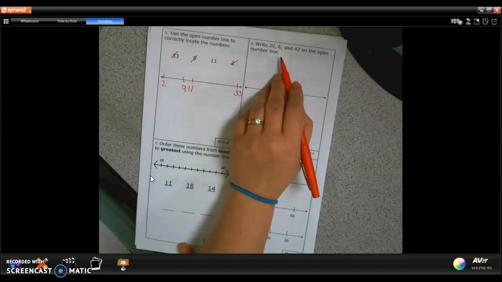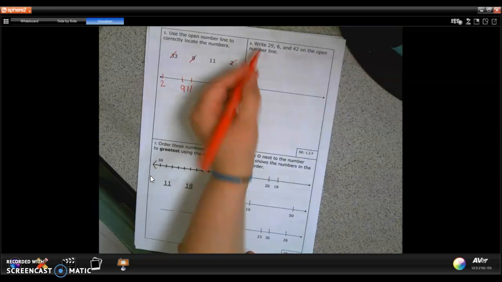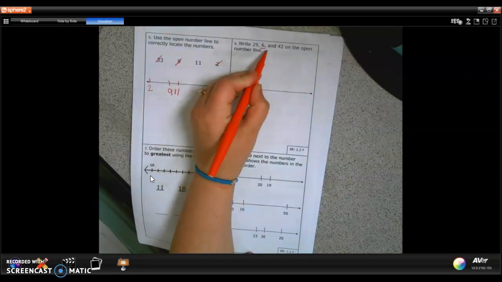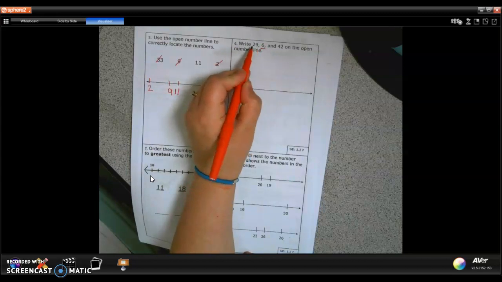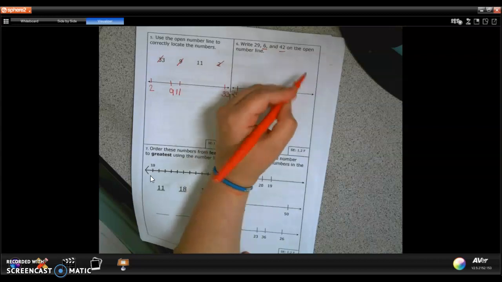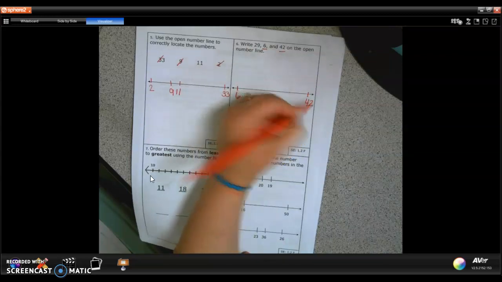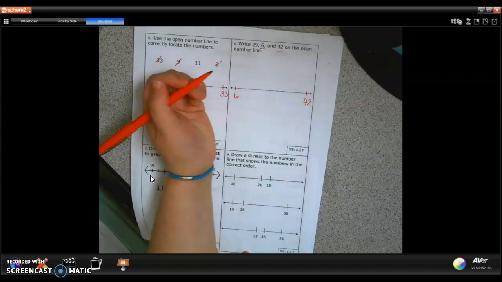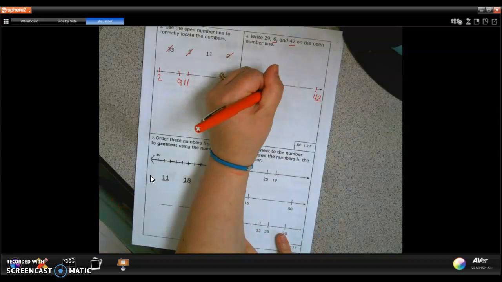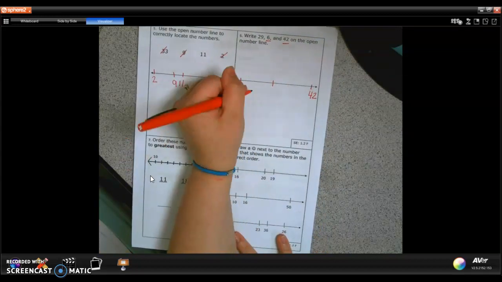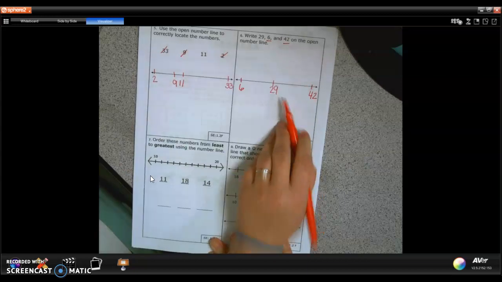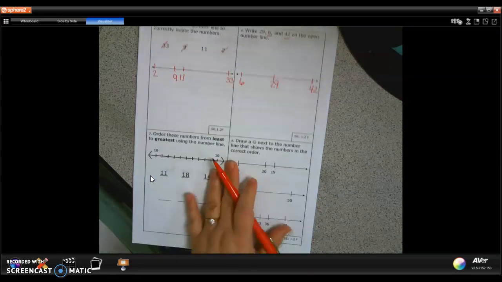Write 29, 6, and 42 on the number line. So first I'm going to look for my lowest magnitude, which is 6. Going to write that first. I'm going to look for my largest number. I see 29 has 2 tens, 42 has 4 tens, so 42 is my largest number. I'm going to put it at the end, and then I'm going to think, where does 29 go? I know 29 has 2 tens and 9 ones. I think it's about halfway between 6 and 42. So I'm going to put it about halfway between 6 and 42.